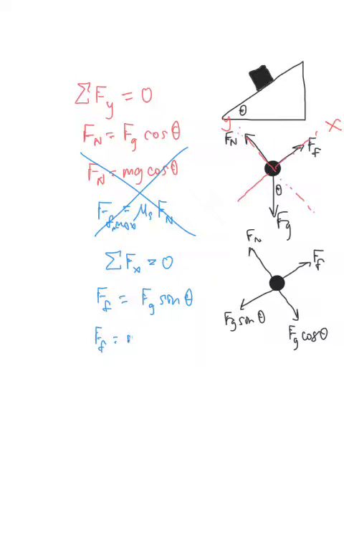So that's just going to be mg sine theta, which is 10 times 10 times the sine of 30, which is 1/2. So 100 times 1/2 would give you a static frictional force of 50 newtons for part C.